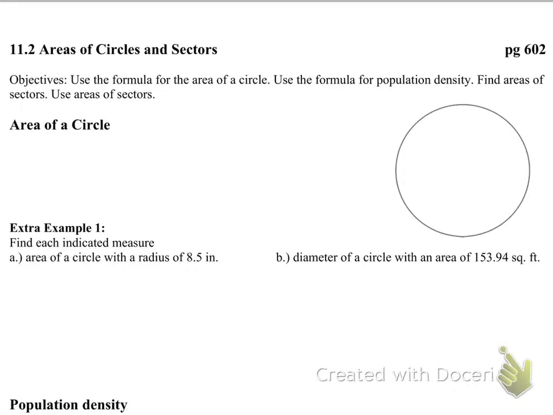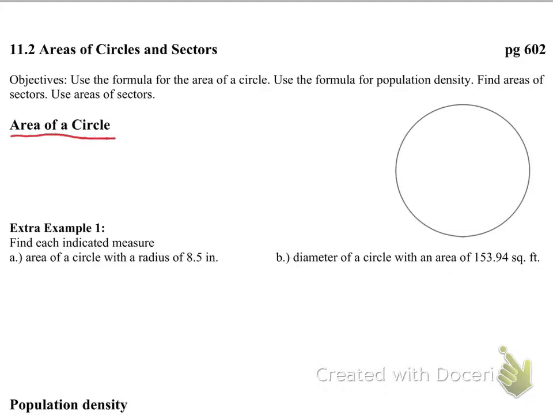Okay, here we go. Section 11.2, areas of circles and sectors, found in your book here at page 602. So the first idea we need to talk about is the area of a circle.